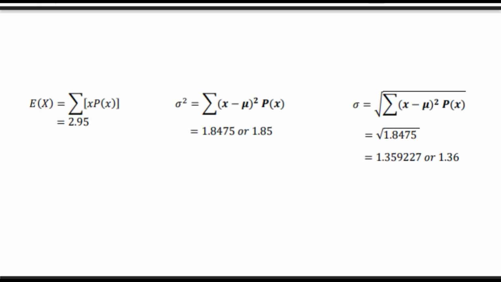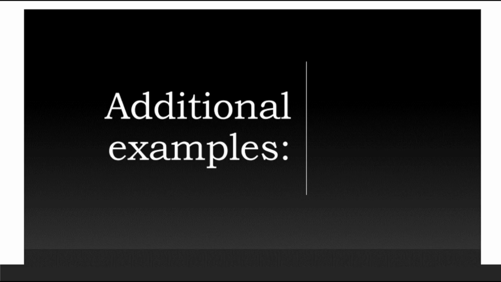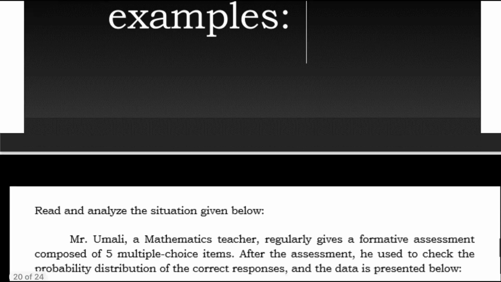Our variance or var of x, or small letter sigma squared, is equal to 1.8475, or as we agreed, that is 1.85. And whose standard deviation, just simply get the square root, that is now equal to 1.359227, or 1.36 to 2 decimal places.